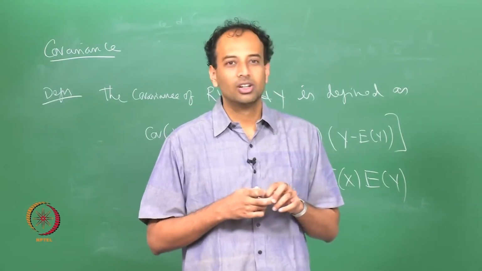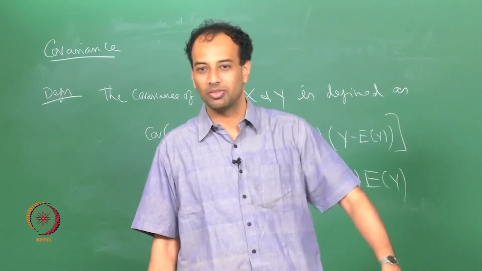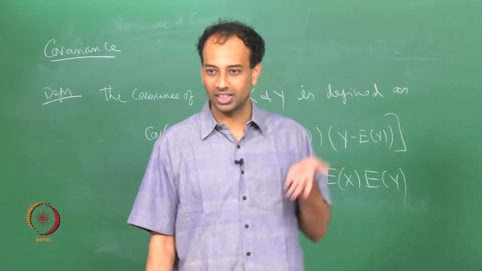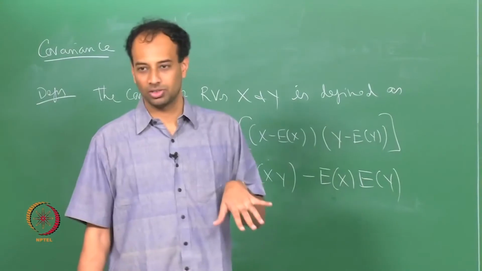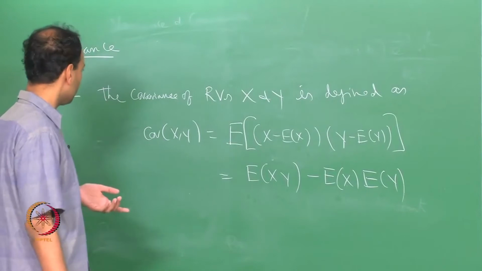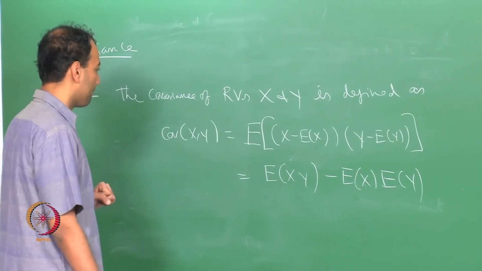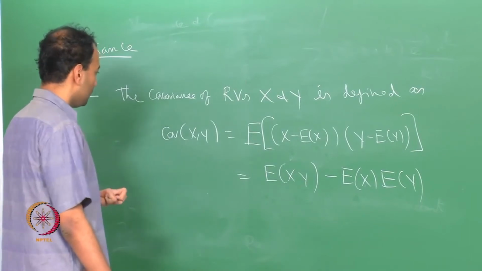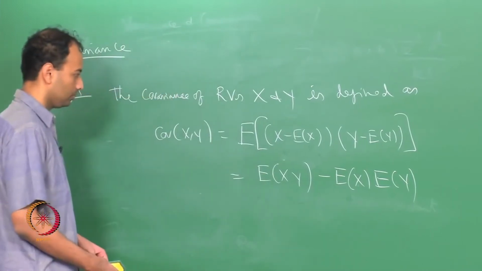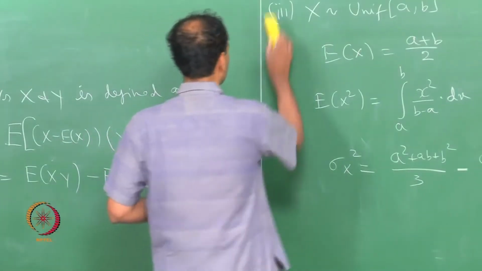If whenever x takes a large value bigger than the mean, y is also likely to take a large value greater than its mean, then you will have a positive covariance, and similarly in the negative case. Okay, so that is covariance. Any questions?